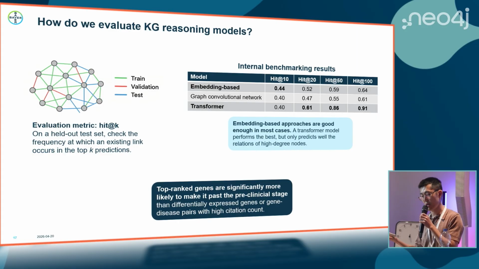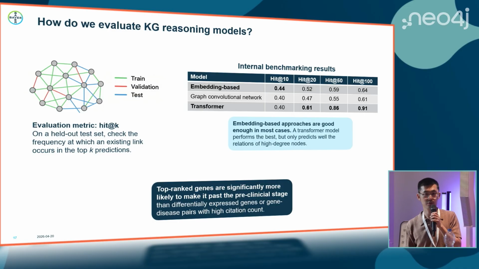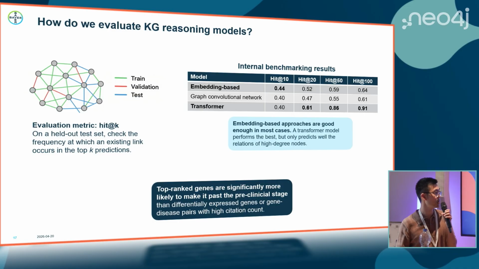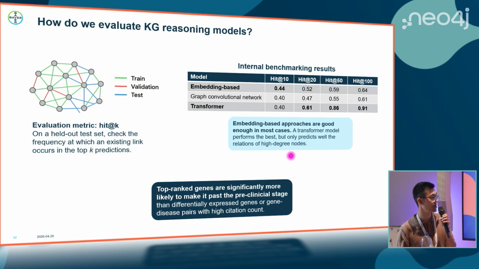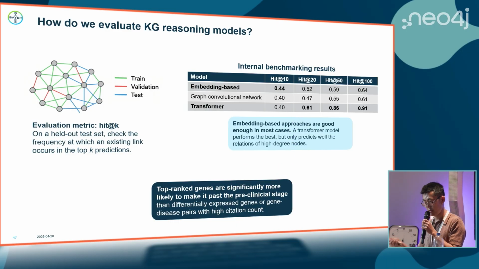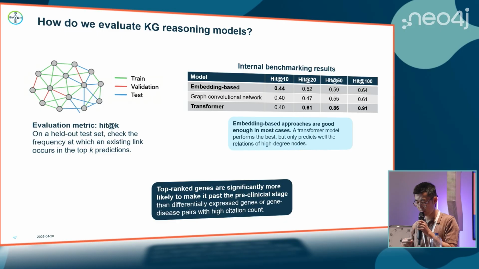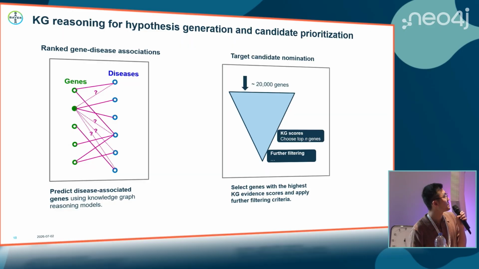So we found that the best approach was really using these knowledge graph reasoning models. The second was with high citation count. And then the third one, the last one, was actually the differential expression analysis results.